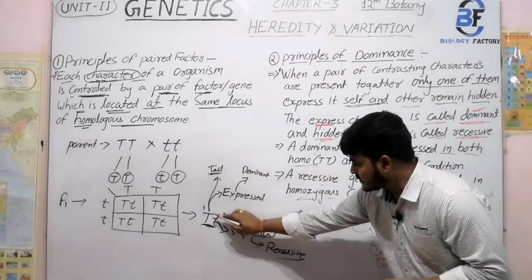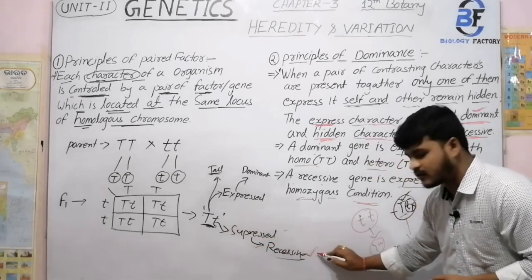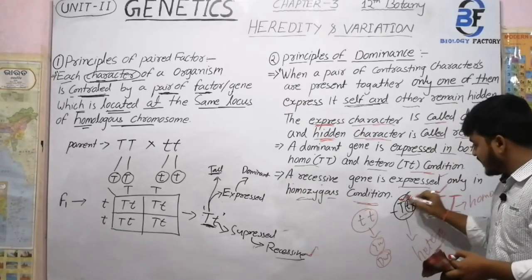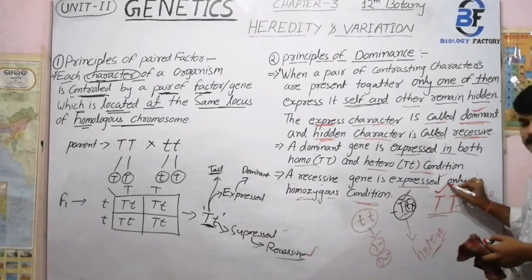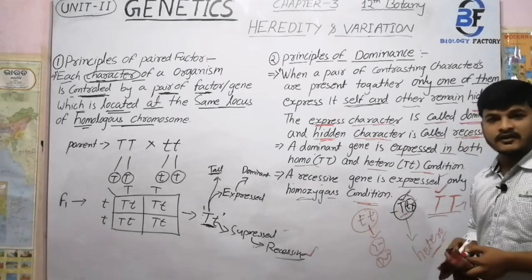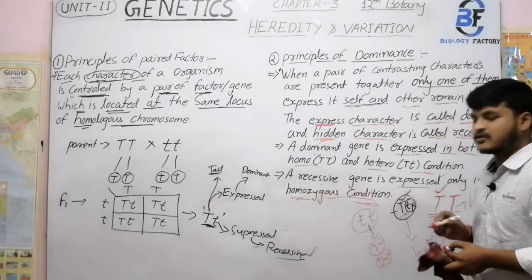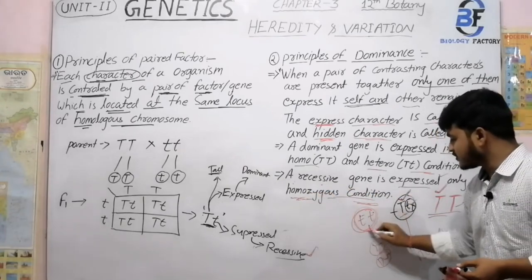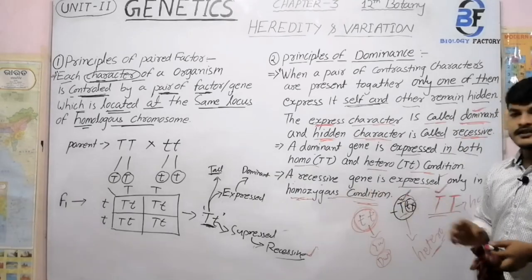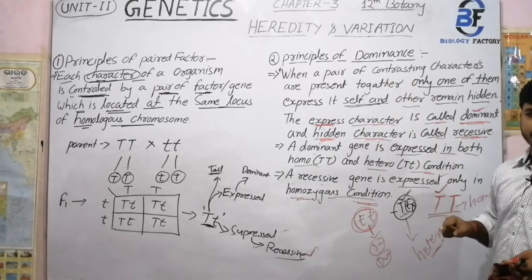I told you that there is an expressed character and a suppressed character, and the suppressed character means the recessive gene is present. Here the dominant gene is present, and it is expressed. Here also the dominant gene is expressed. But here both recessive genes are present, so the recessive character is expressed. When the homozygous condition is there, the recessive genes express themselves. So this is the principle of dominance.